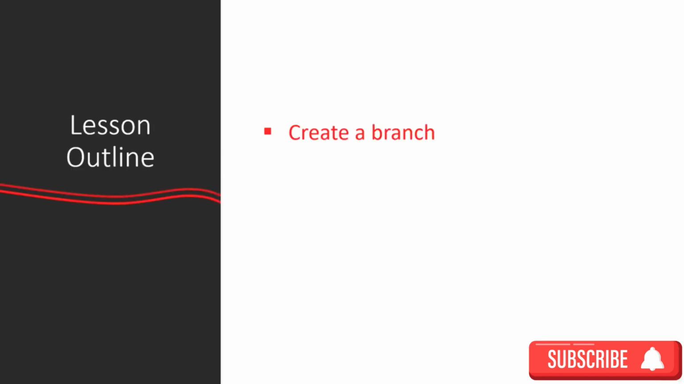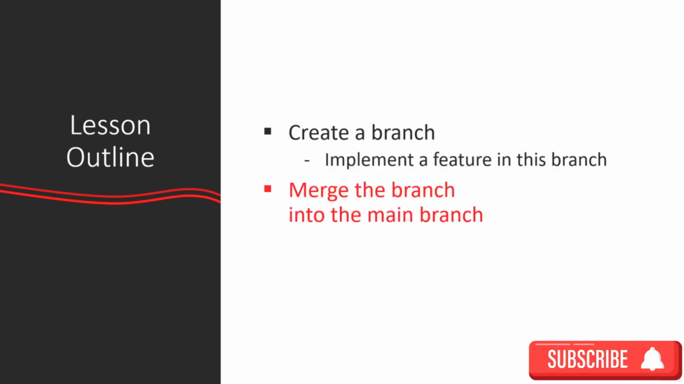First, you will learn in this lesson how to create a branch. Then you will implement a feature for our project in this branch. Next, you will learn how to merge the branch with the implemented feature back into the main branch. Finally, I will show you in this lesson how to handle merge conflicts. Now let's start and let's create a branch to implement a new feature in our project.